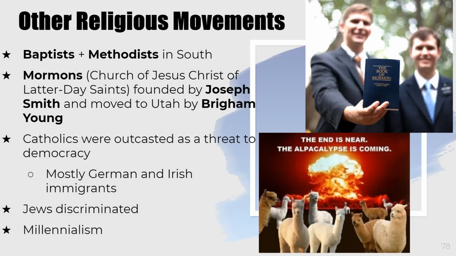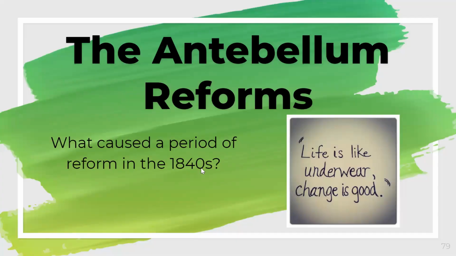Catholics are being outcasted in the United States. That's not new, because again, their allegiance is being questioned, whether they're going to be more loyal to the Pope in Europe versus the president in the United States. And it also doesn't help that there's a high correlation between Catholics in the United States and the German and Irish immigrants. And we'll get into the racism that the German and Irish will face in the next unit. Jewish people are still discriminated against. Millennialism is another religion that's coming out during this time that believes in this kind of doomsday mentality. Makes me think of that Parks and Rec group.